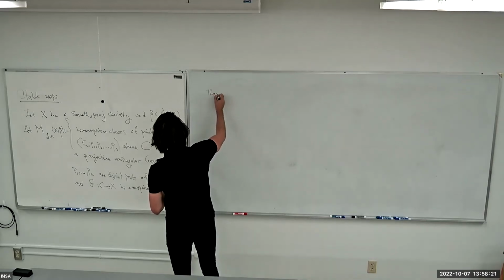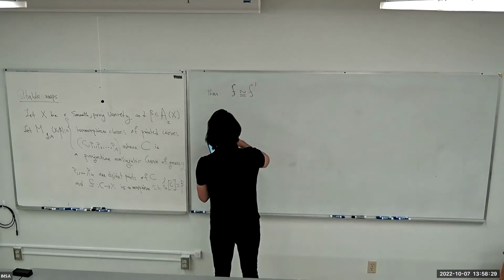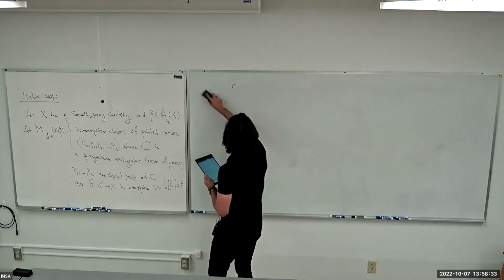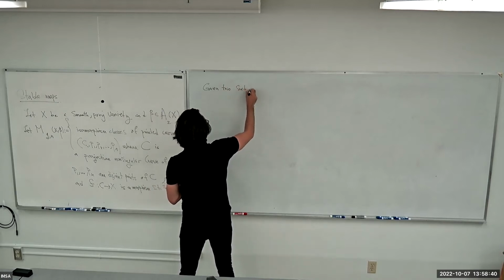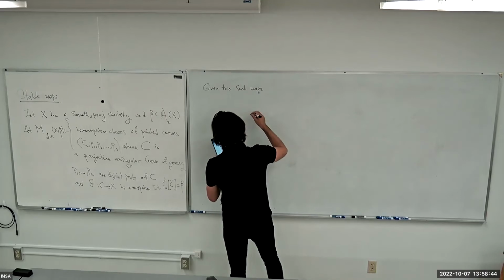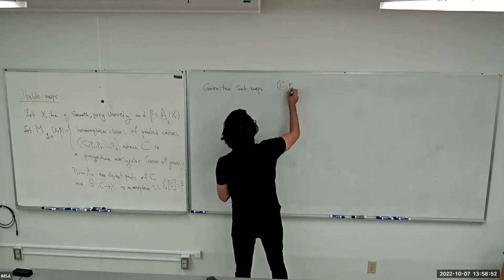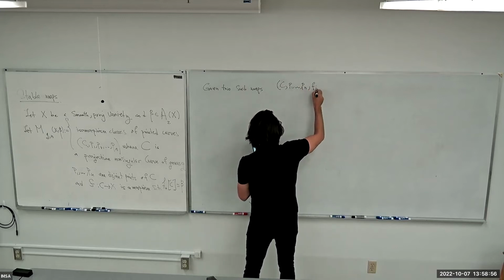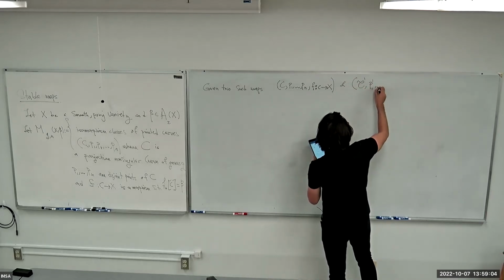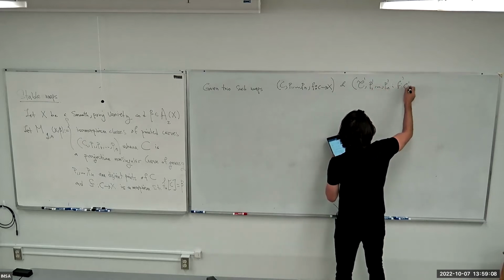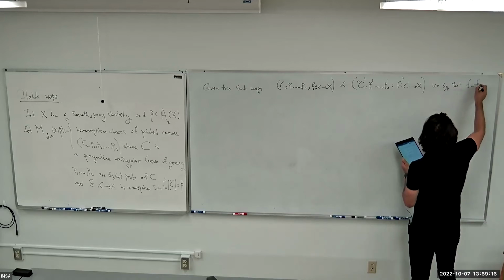Then F is isomorphic to F prime. Given, let's write it this way, given two such maps, so let's write it like the C, P1, Pn, F from C to X, and C prime, P prime 1 to P prime n, F prime from C prime to X, we say that F is isomorphic to F prime.